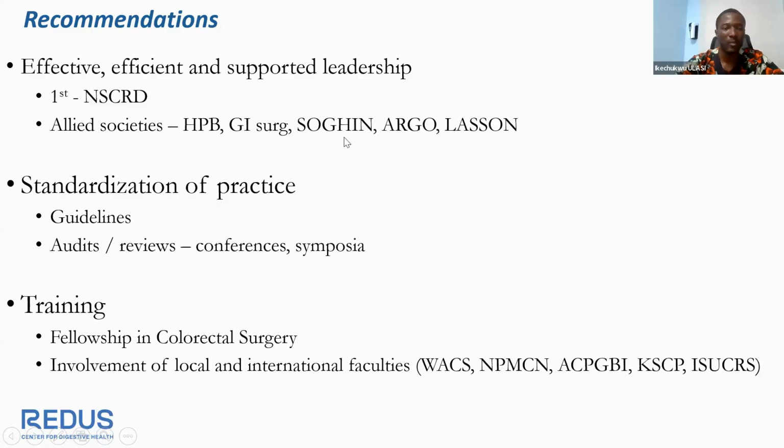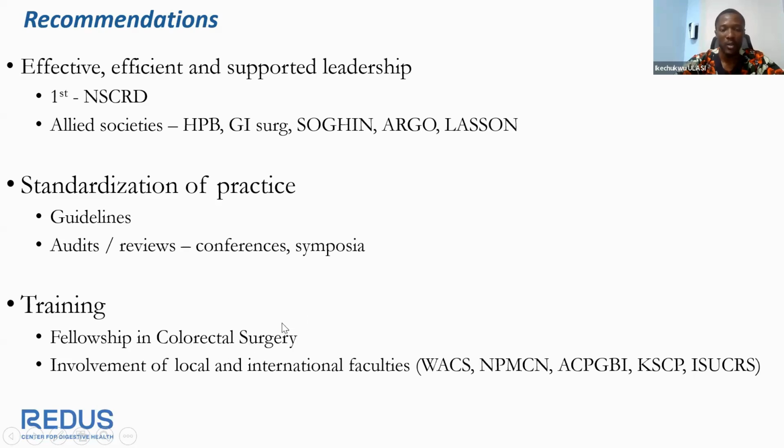We need to standardize our practice in Nigeria. Thankfully, the present leadership of the NSCRD is working on this, and our guideline committee is also working to make this a reality. If we can have audits of what we do through conferences and symposia, it will also help us, because during those occasions, we can discuss what we are doing, we can question what we are doing, and we can make recommendations for ourselves.